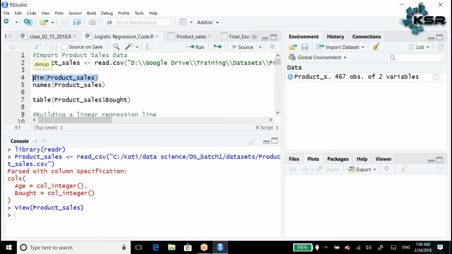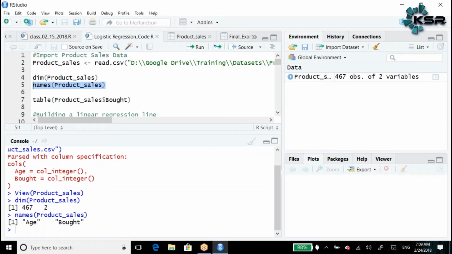Dim of product sales will give us how many observations and how many variables we have. In the product sales, we have 467 observations, along with two variables, age and bought. And what are the variable names? Names of product sales will give us the column names. It will give us the two column names, those are age and bought.